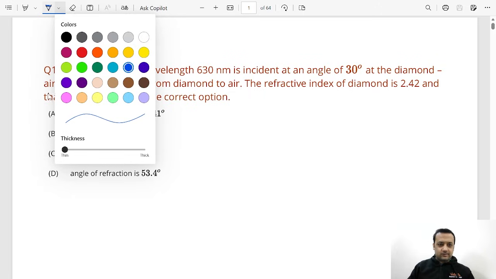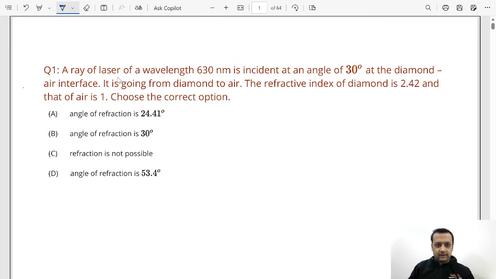This first question, as you can see, is from ray optics. Here, a ray of laser of wavelength 630 nanometer is incident at an angle of 30 degree at the diamond-air interface. Okay, it is going from diamond to air. The refractive index of the diamond is 2.42, and that of air we know is 1. Choose the correct options.